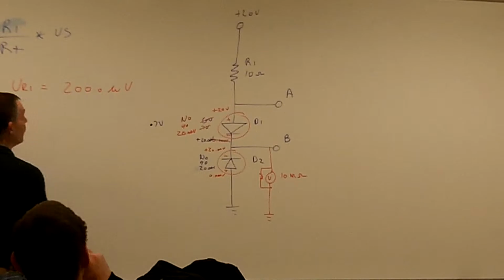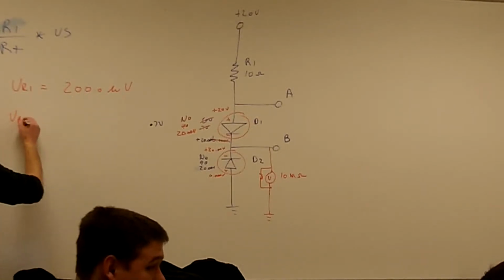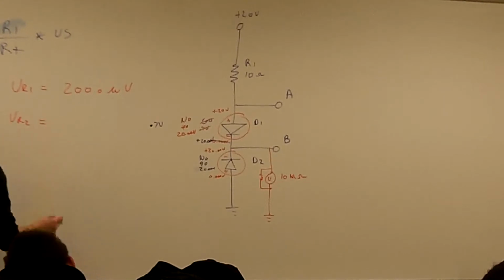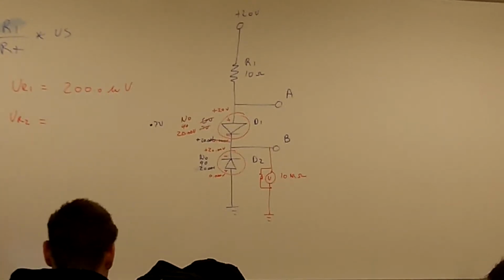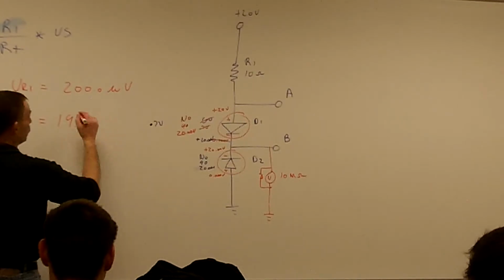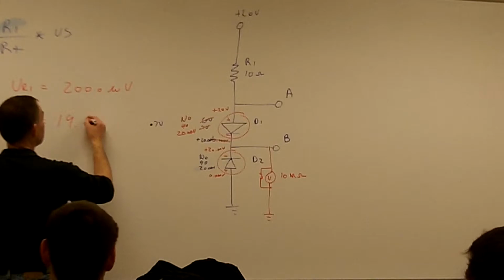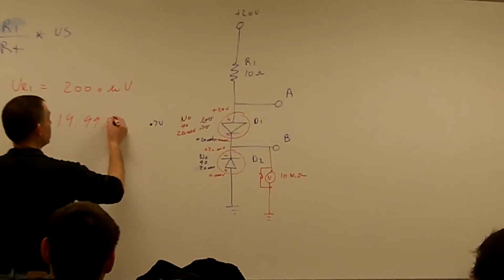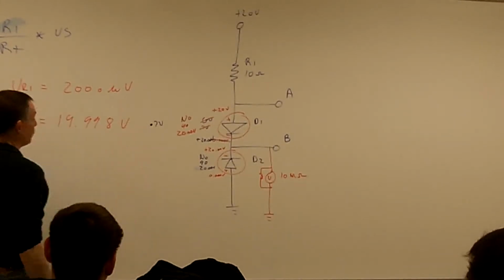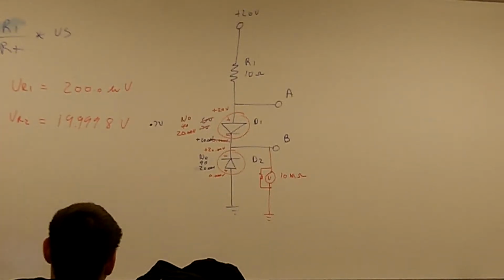Yeah, so you get 200 microvolts going across R1, so VR2 is going to drop 20 volts minus the 200 microvolts, which is what? 19.9998. There's three 9s. Yeah, I should have probably made R1 a little bigger resistor.